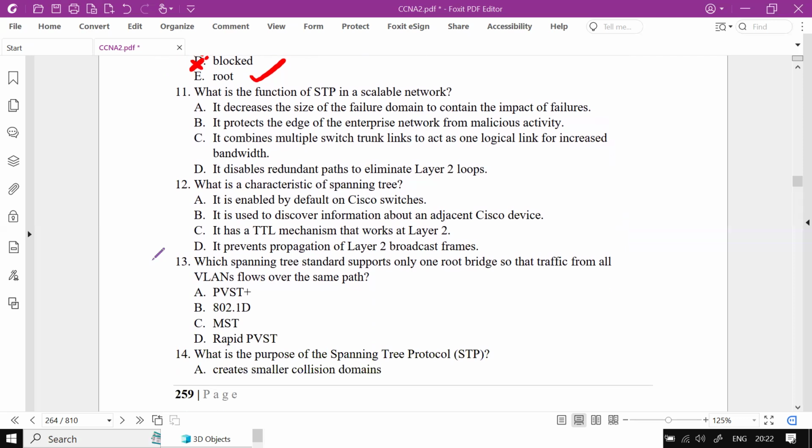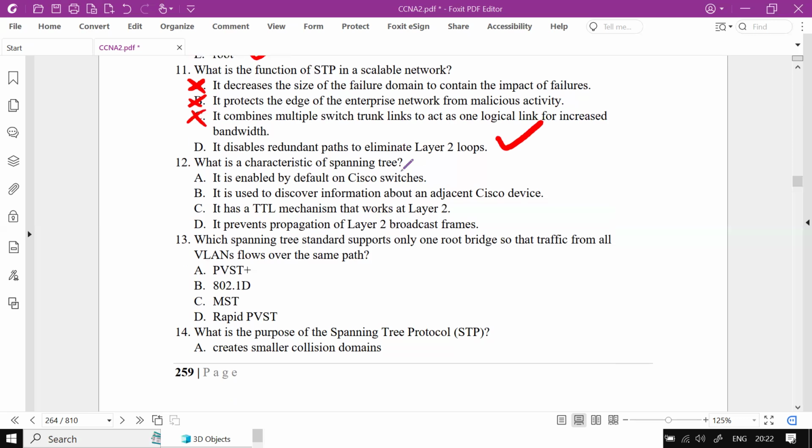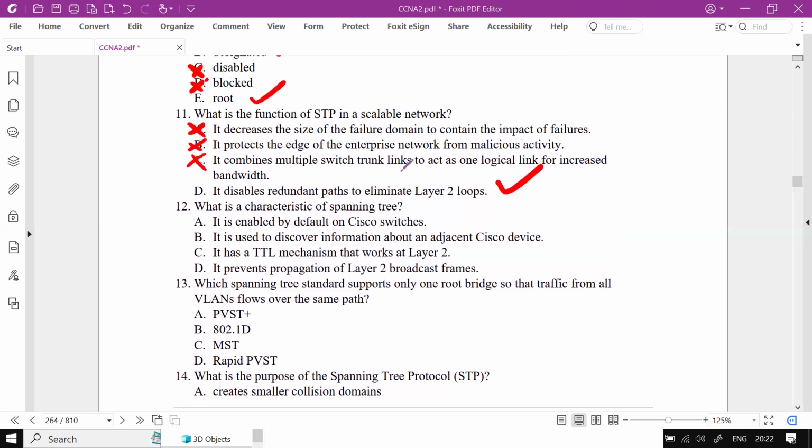All right, question 11. What is the function of STP in a scalable network? STP decreases the size of a failure domain. It protects the edge. It doesn't protect anything. Combines multiple switch trunk links to act as one logical link. This is EtherChannel, I mean. By elimination, we have our answer D. STP disables redundant paths to eliminate layer 2 loops. That is the main function of STP.